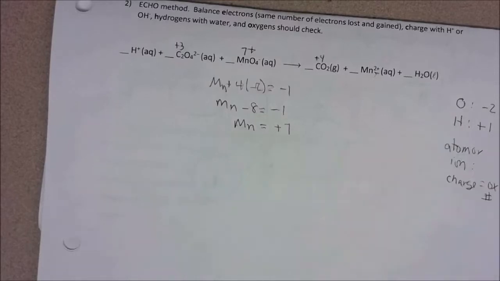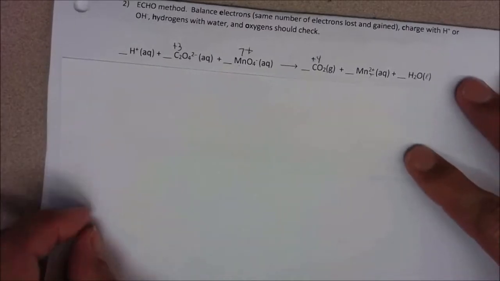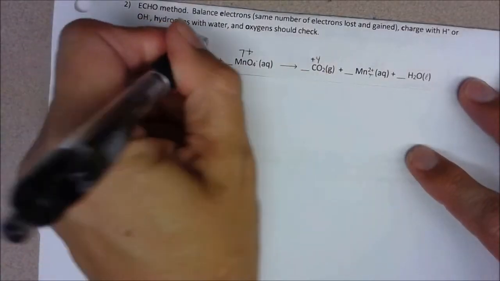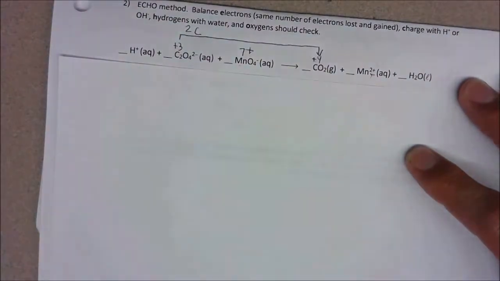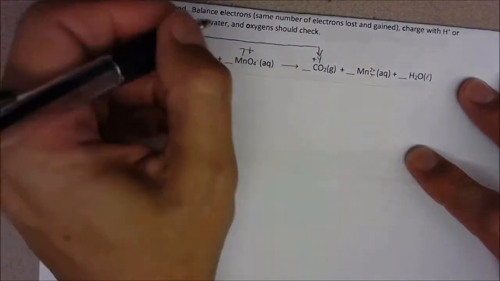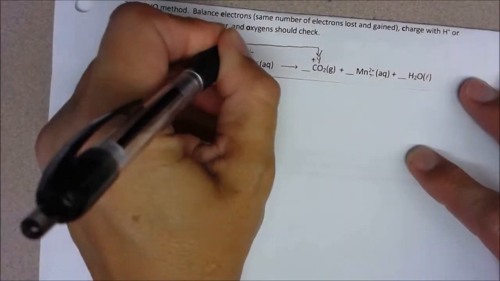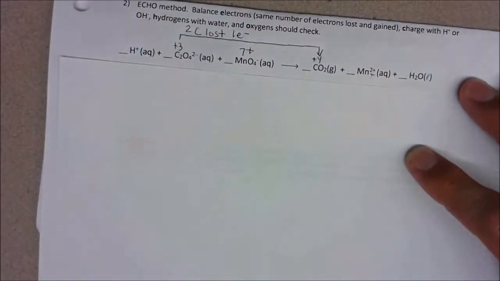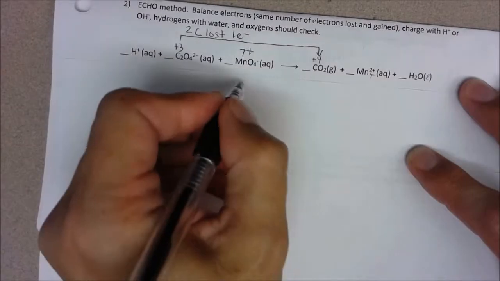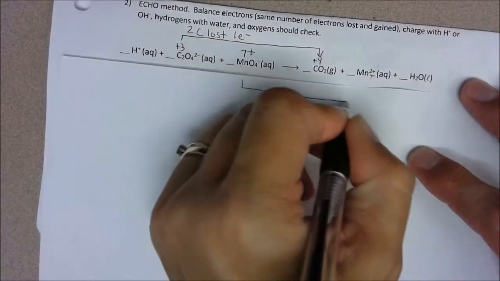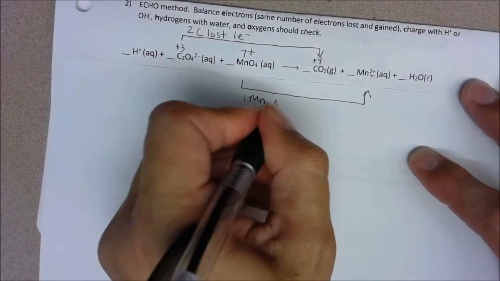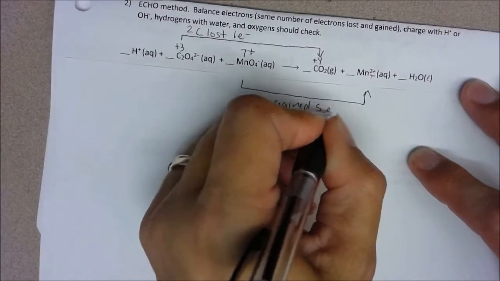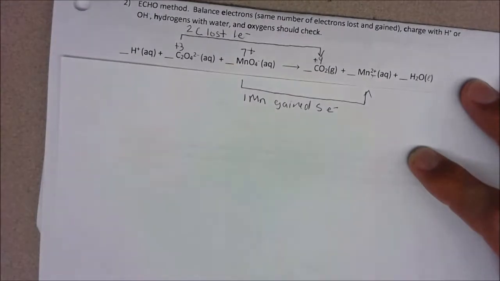Next, let's look at what happened to the values for the oxidation numbers during this reaction. We had 2 carbons that each went from +3 to +4. If they went from +3 to +4, that means they each lost 1 electron. So we have a net change of electrons lost of 2. In contrast, the manganese went from +7 to +2. So 1 manganese gained 5 electrons. We need the number of electrons lost and gained to be the same.